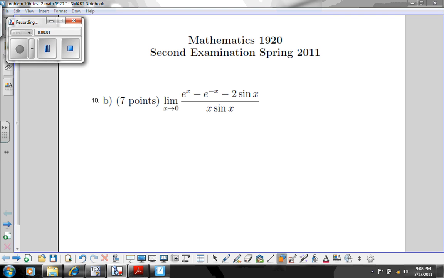In this problem, this is the second exam of spring 2011. This is problem 10b. We're going to find the limit as x tends to 0 of (e^x − e^(−x) − 2 sin x) over (x sin x).